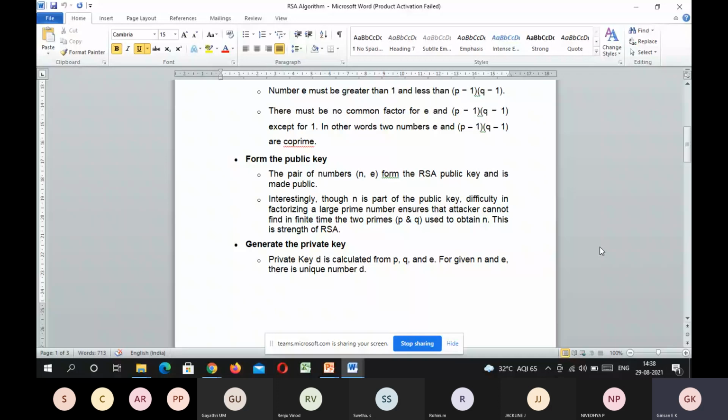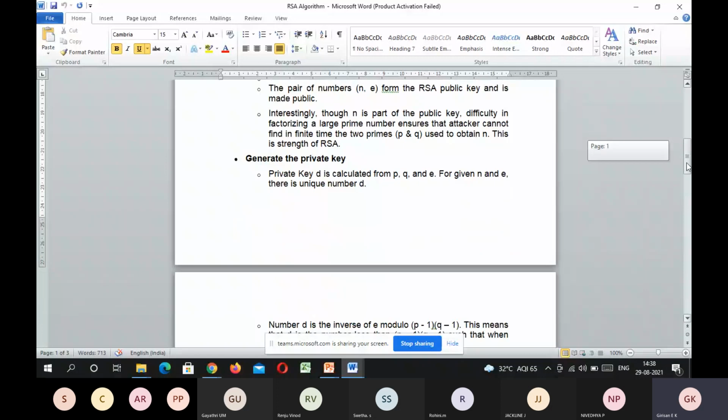Now we have the public key, and we need the private key. Since it is a public key crypto system, we need to have both components of the pair in order to change the plain text into ciphertext. Now let us take the fifth point of this algorithm, that is generation of the private key. Let the private key be named D, which is calculated from P, Q, and E.